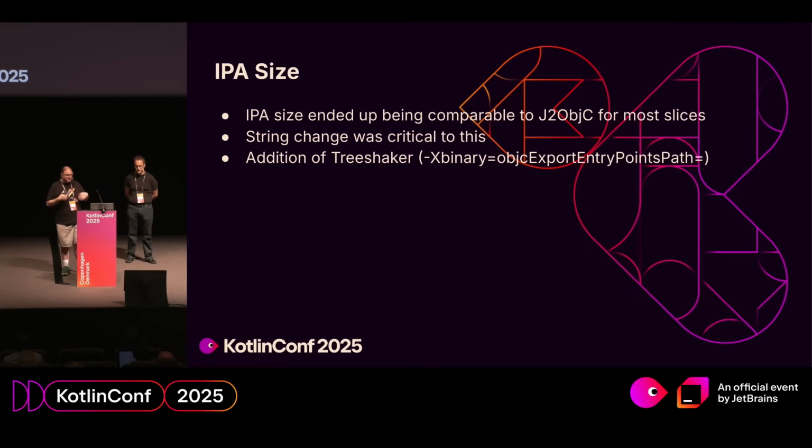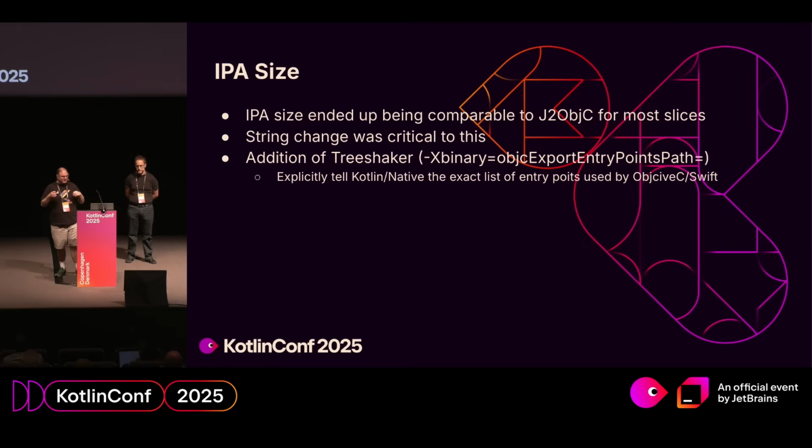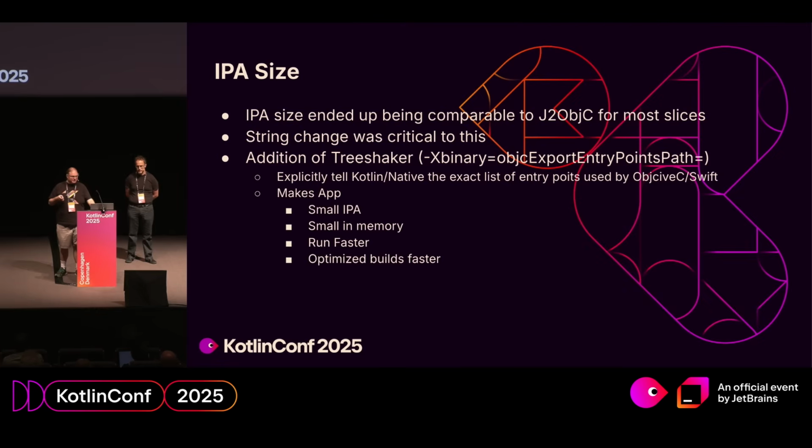There is also an addition of a tree shaker to the Kotlin native compiler as an extra flag that we use to add more precise entry point information to the Kotlin framework generation. This explicitly gives Kotlin native the entry points we use by Objective-C and Swift. And this makes the app a smaller IPA, smaller in memory, runs faster, and optimized builds run faster.